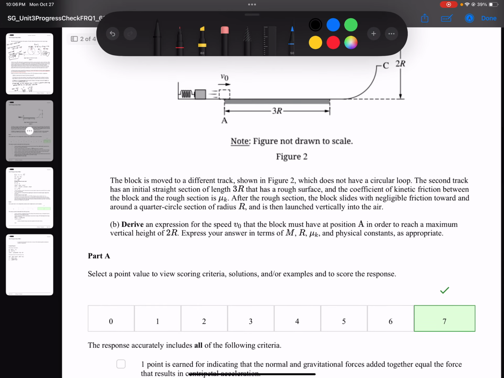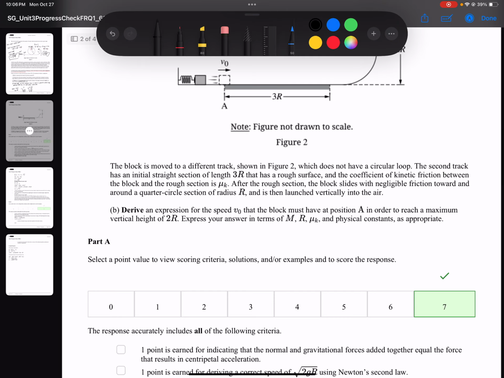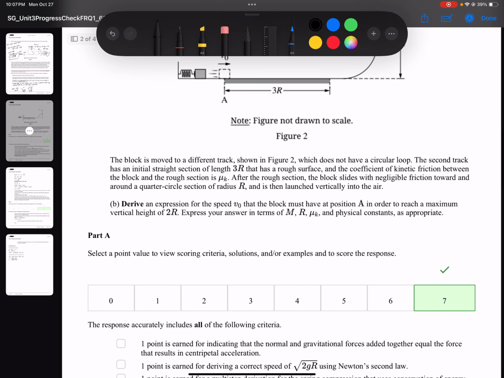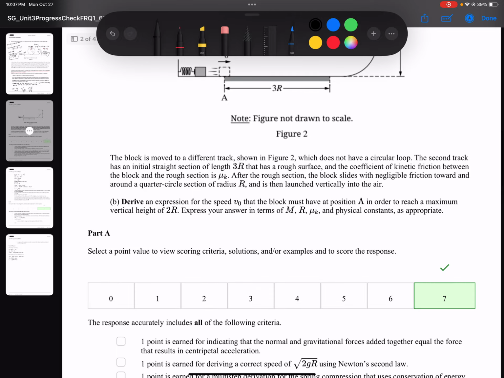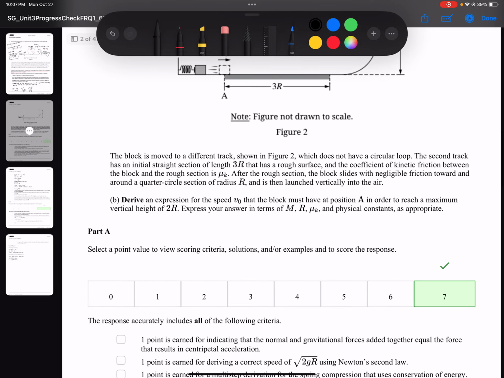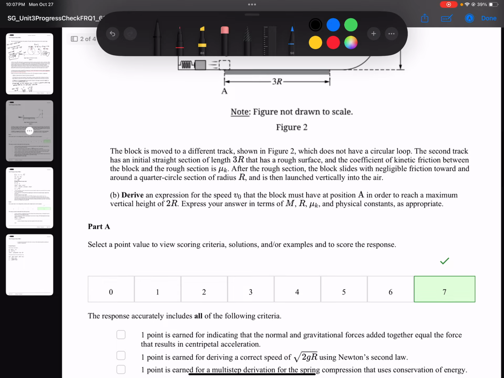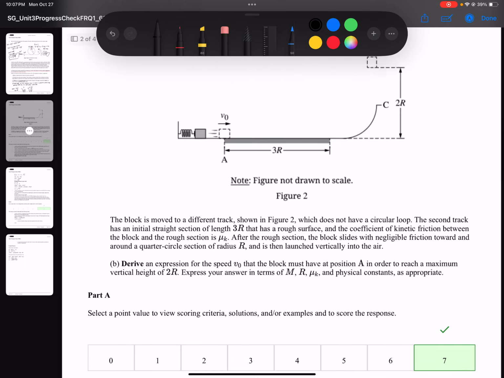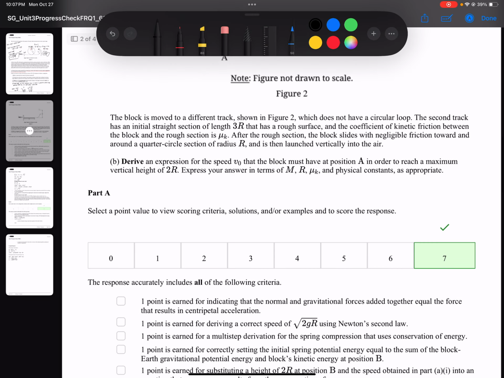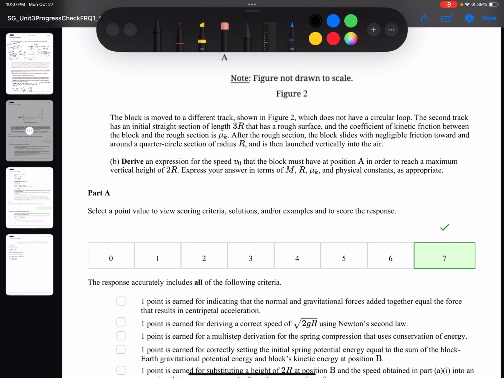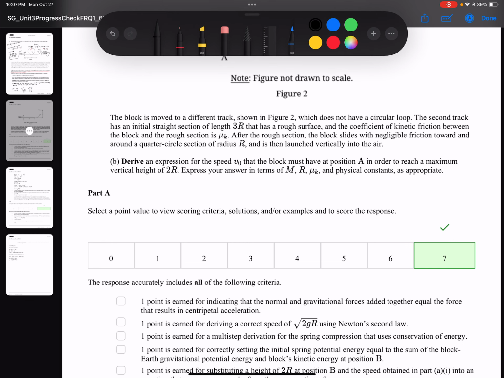Okay, so next problem. We've moved to a different track. There's no circular loop. And we need to figure out that it goes through some kinetic friction over a distance of 3r. There's mu sub k, and then it reaches a max height of 2r. We have to derive an expression for the speed v naught that the block must have at position A in order to reach a maximum vertical height of 2r.